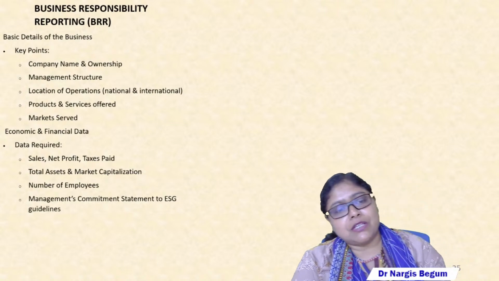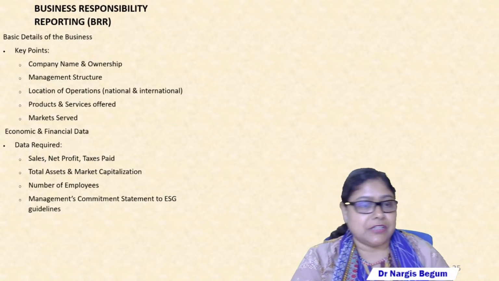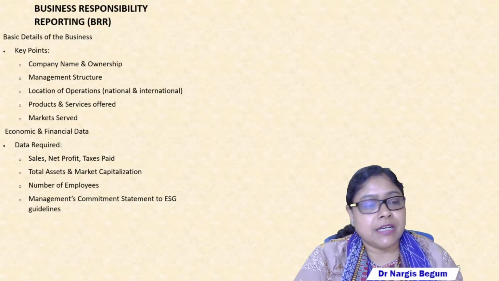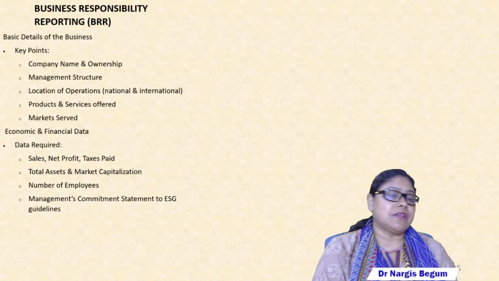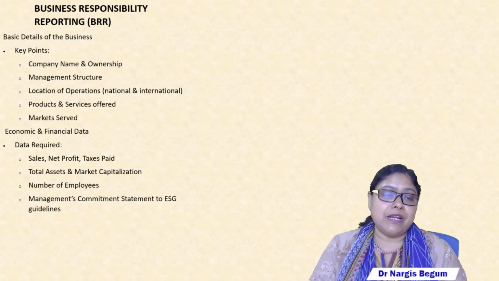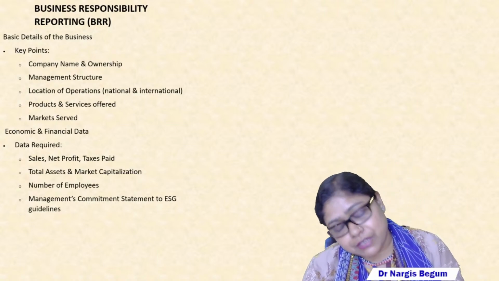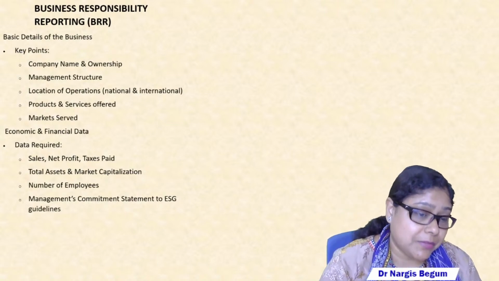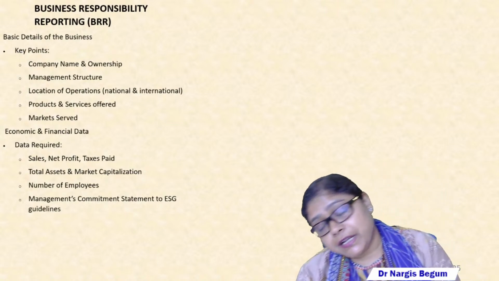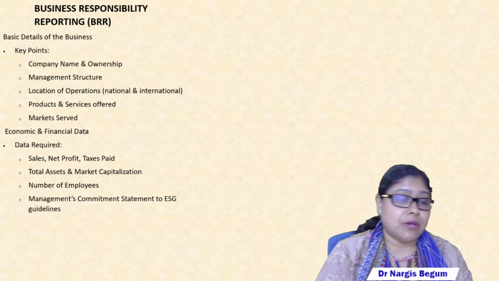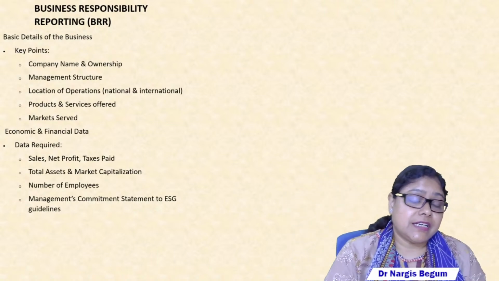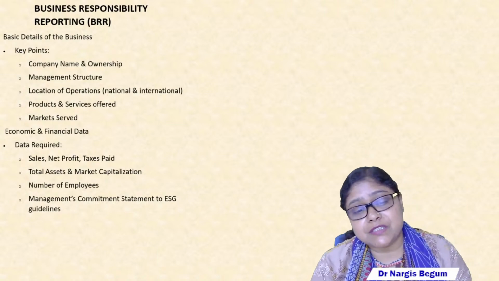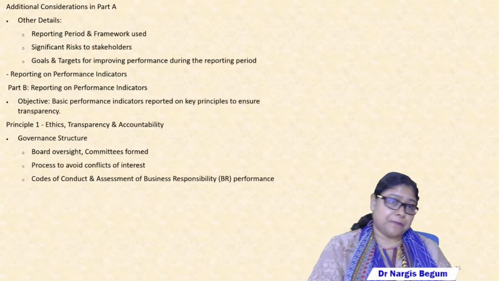When we are talking about the economic and financial data, there are different important data required. The data in terms of sales, net profit, taxes paid. We also gather the data in terms of total assets and market capitalization. We also collect the data on the number of employees, and we collect the data on the management's commitment statement to ESG guidelines.